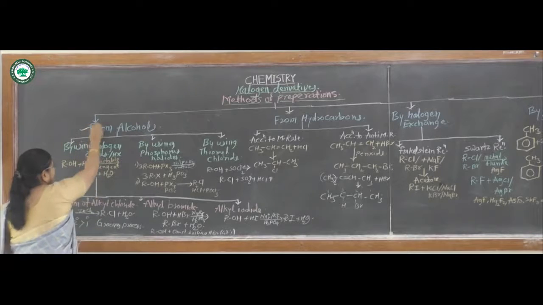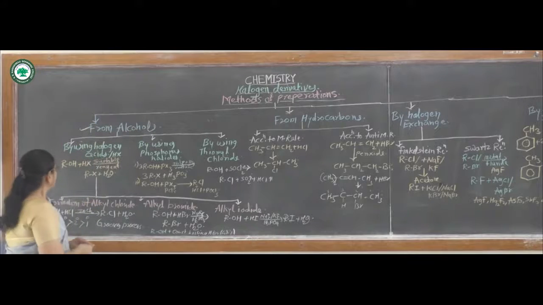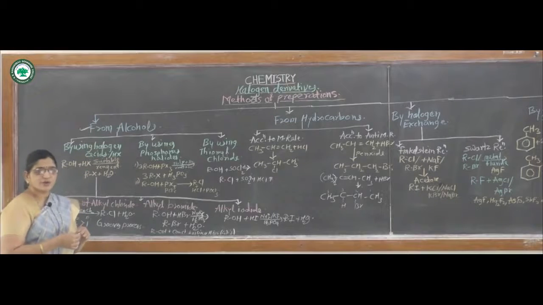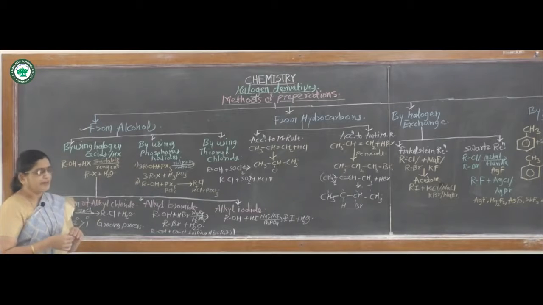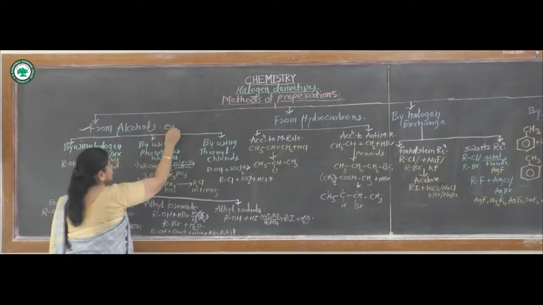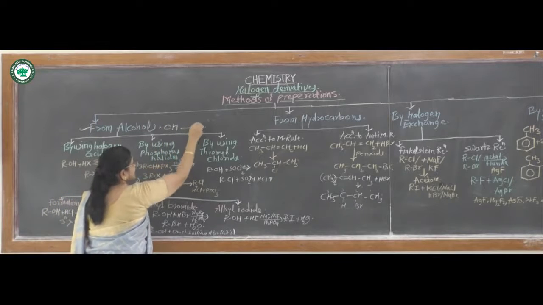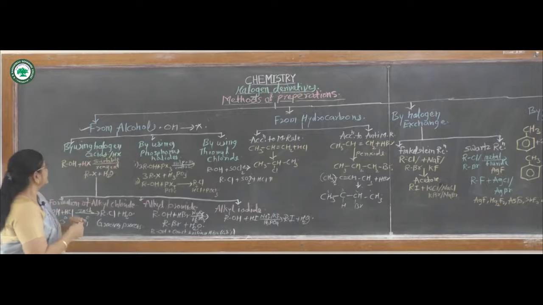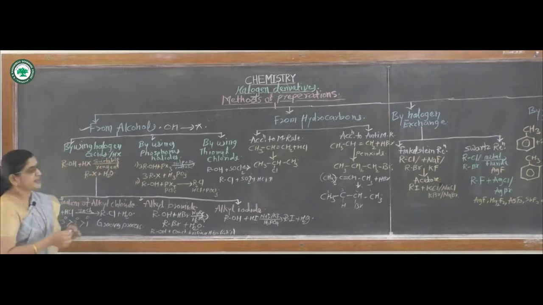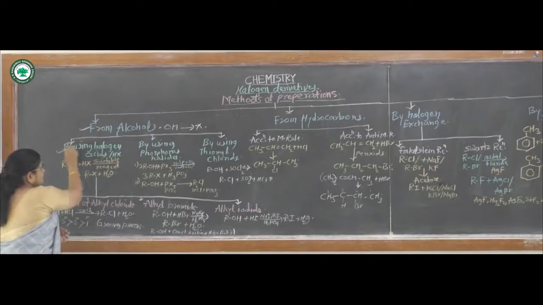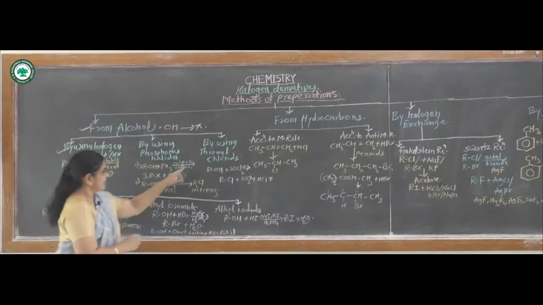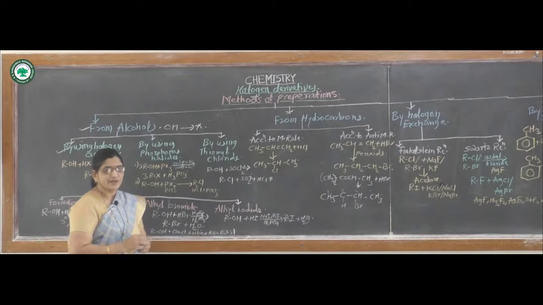First method: from alcohols. In this method, the hydroxy group, or OH group, of the alcohol is replaced by a halogen atom. There are again three methods: first, by using halogen acids; second, by using phosphorus halides; and third, by using thionyl chloride.